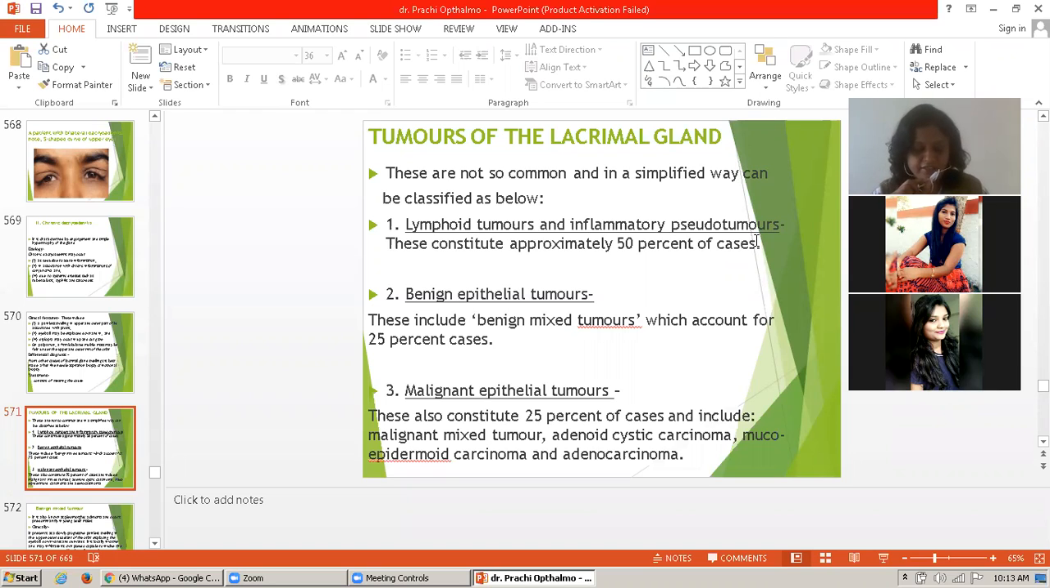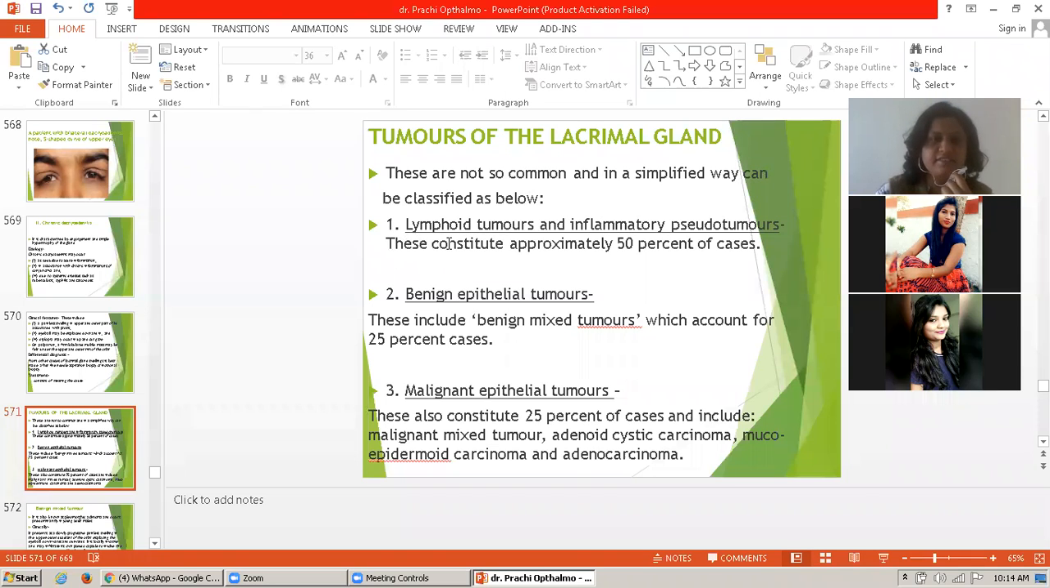So, when the triad of malignancy occurs, it shows a mass below the medial palpebral ligament. Second is a chronic dacryocystitis that irrigates freely, and third is the regurgitation of bloody mucus. So, dacryocystography shows a filling defect. The tumors are not so common and in a simplified way can be classified as below.